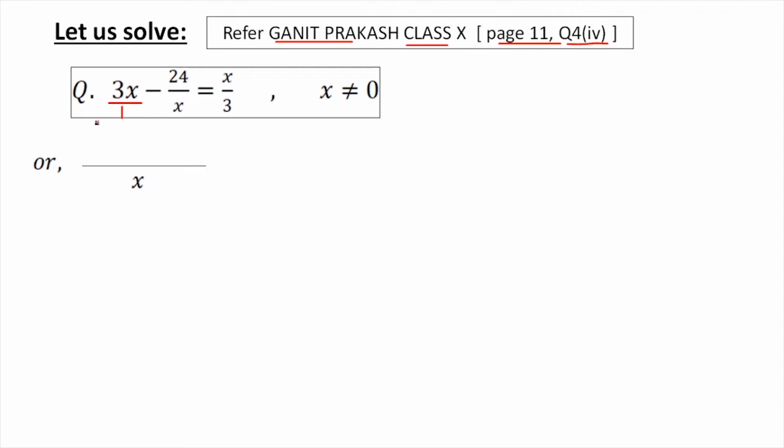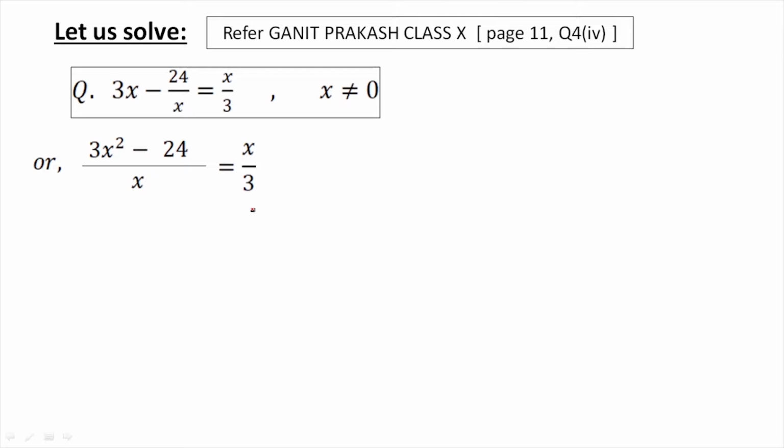So 1 into x will give us x. x into 3x will give us 3x square, and it is minus in between, and here it is x into 1, which is x, so 1 into 24 will give us 24. This will be equal to x by 3. The LCM is x, and after solving, we get (3x square minus 24) by x is equal to x by 3.